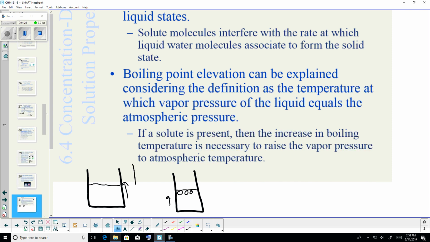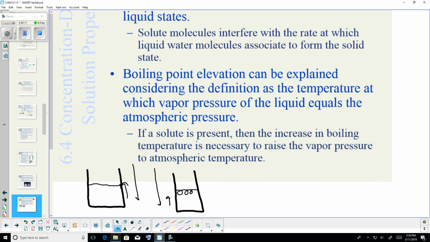Atmospheric pressure is coming down in both cases. Now to get to boiling, I have to make this equal to this: the vapor pressure equal to the atmospheric pressure. How do I raise the vapor pressure? The vapor pressure is caused by molecules leaving the liquid, right? So they have to have a certain energy. So I have to increase the energy to get more into the vapor. How can I increase the energy of the molecules? How do I make them move faster? Heat them. Yeah. So I raise the temperature.